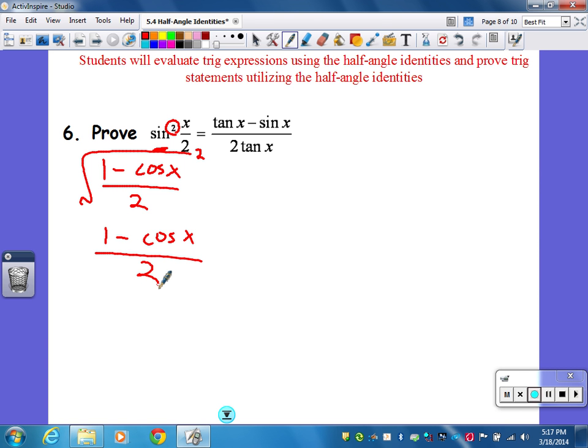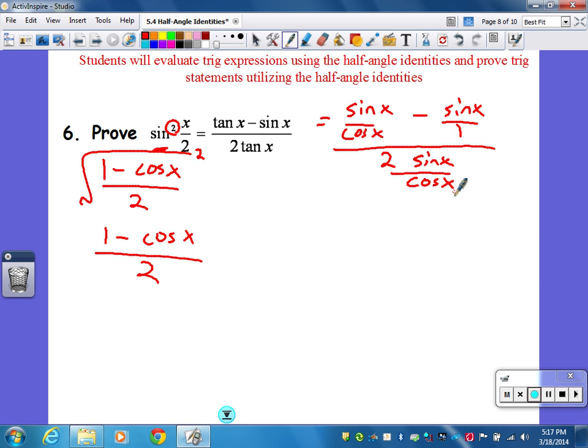Well, right away I see tangent and sine. Well, we want to get everything in terms of sine. So I'm going to change tangent to sine over cosine in both cases. So sine x over cosine x minus sine x. I know that's over 1. I'm just going to write that so we see that we have to find like the denominators in order to add. And then 2 times sine x over cosine x.